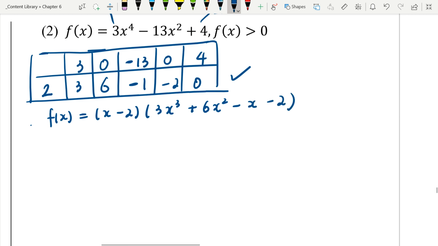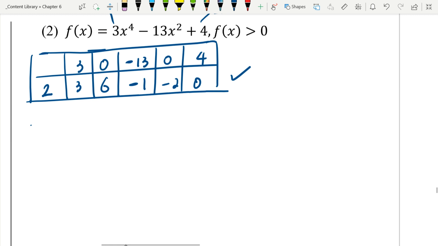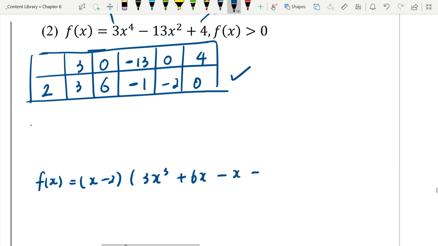It's not a quadratic. So what else do you need to do? Factorize again. You need to factorize that cubic again, so you need to try another value. But the good thing about this table is, I'll just write it below here. That's x minus 2 times 3x cubed plus 6x squared minus x minus 2. Okay, let me tell you what's the good thing. The good thing is you can use these numbers and keep working at the next line.